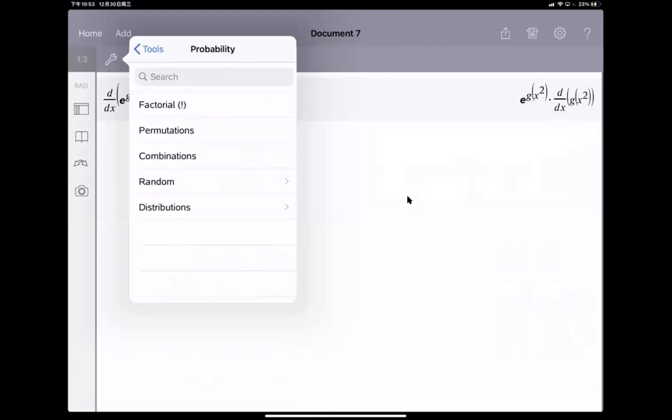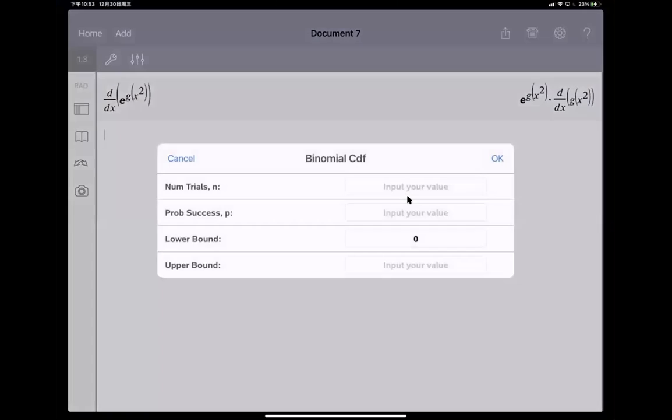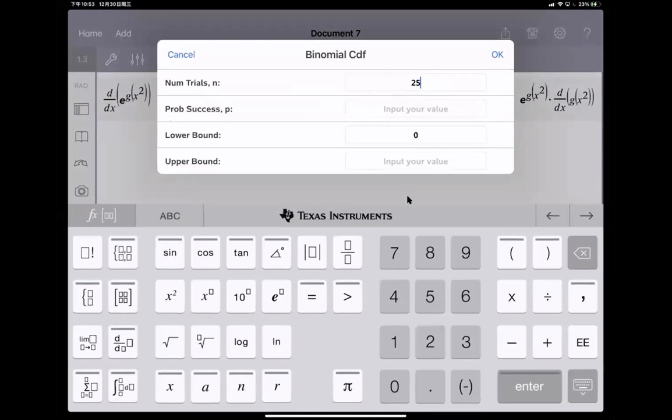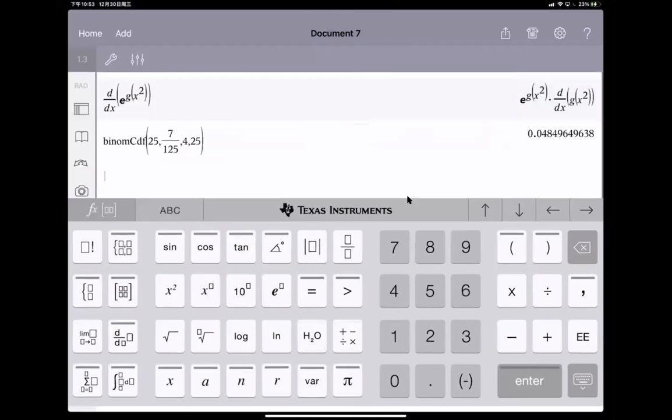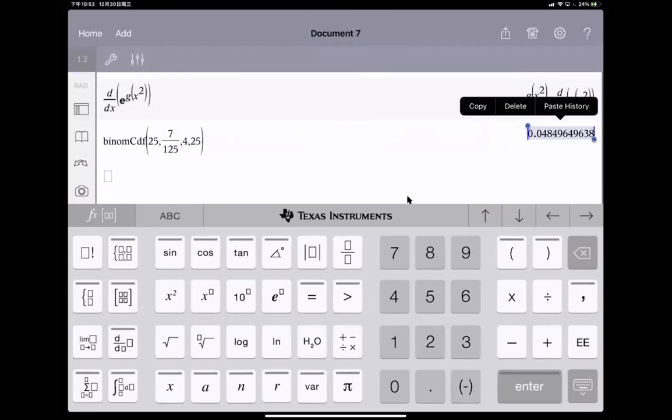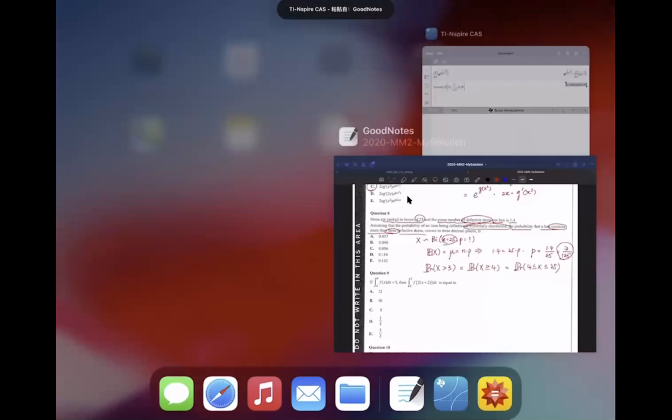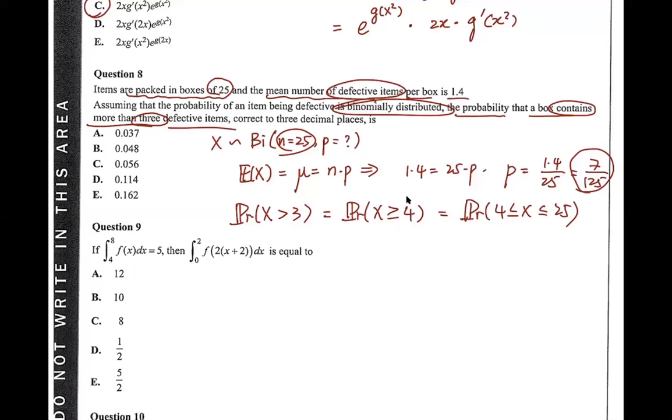Menu 5, 5, B. This is 25, the number of trials. Probability of success, 7 divided by 125. The lower bound is 4. The upper bound is 25. Press OK. The answer should be 0.04849. So the correct answer, the closest answer should be B. Okay?